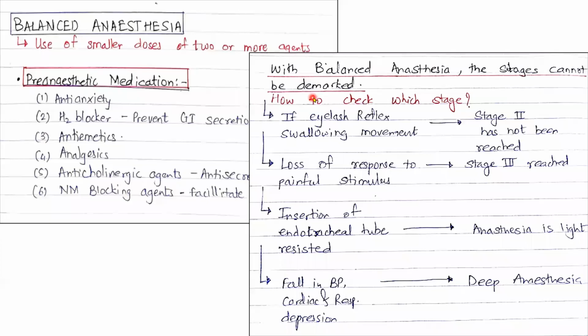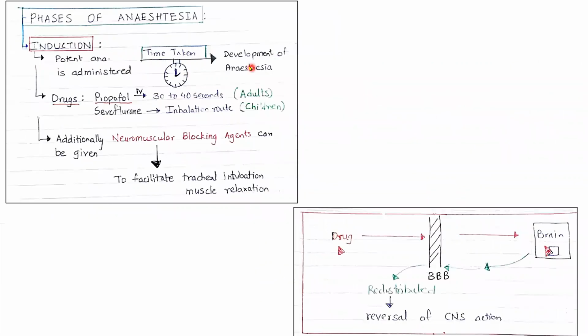In the previous video, we saw which are the stages of anesthesia, what is balanced anesthesia, which pre-anesthetic medications are used, which symptoms and signs need to be observed to identify the stages of anesthesia with balanced anesthesia, and how they are important. Now next is phases of anesthesia.